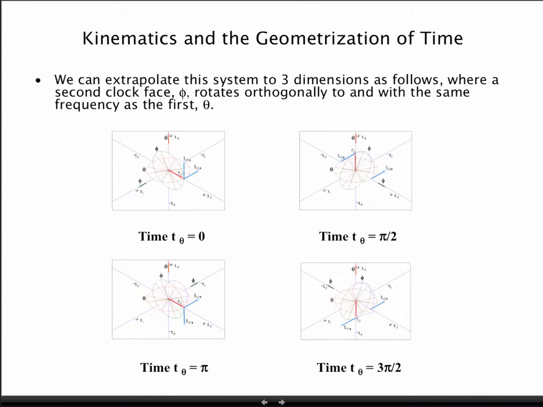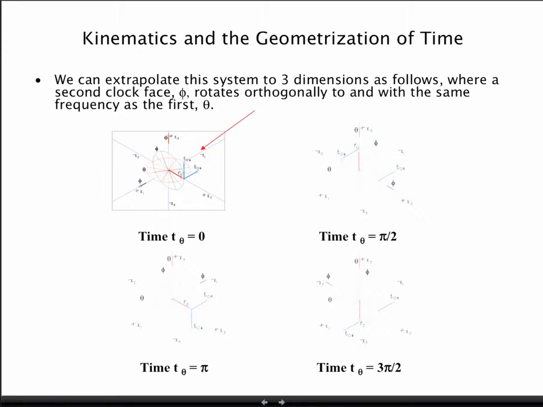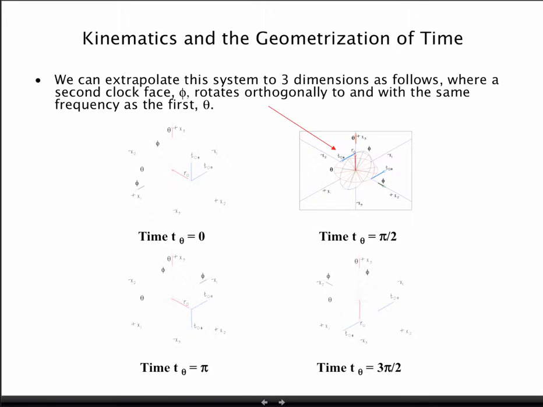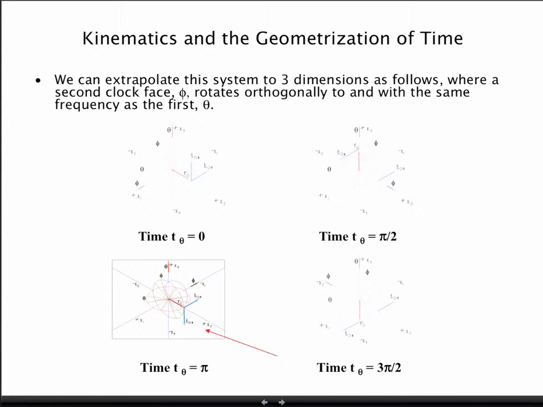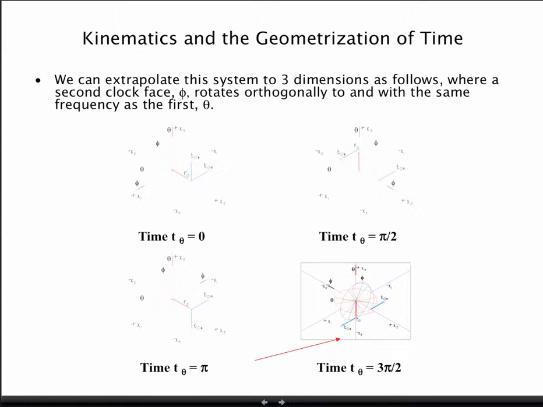We can extrapolate this system to 3 dimensions as follows, where a second clock face, phi, rotates orthogonally to and with the same frequency as the first, theta. Note the position of clock face phi and t phi, coincident with t theta equals 0. T theta equals pi over 2. T theta equals pi. And at t theta equals 1.5 pi.